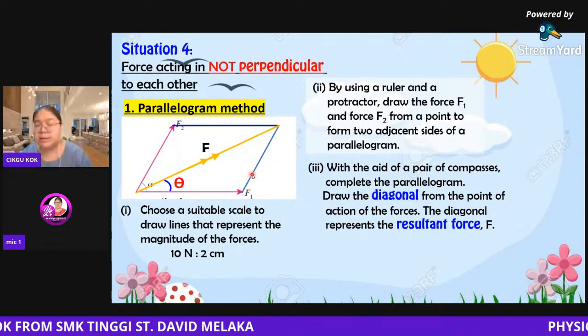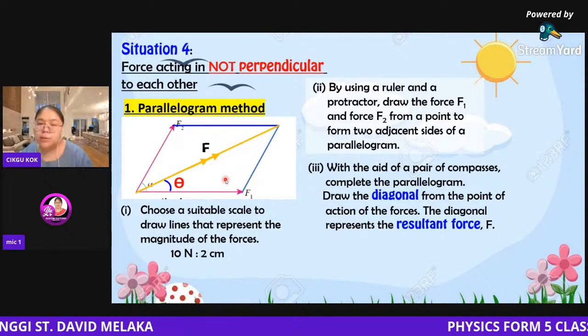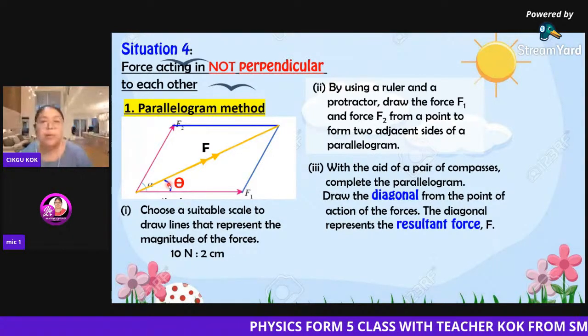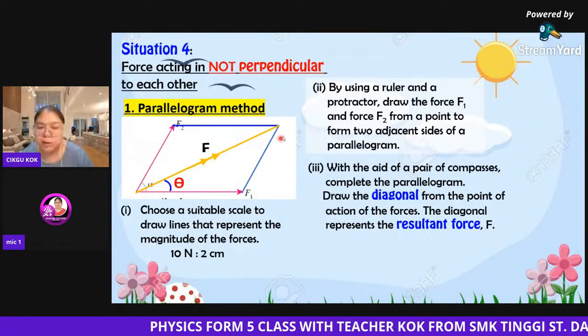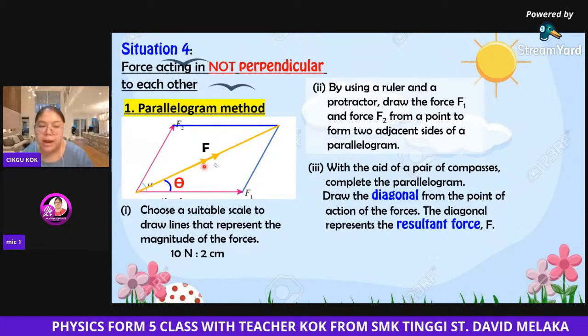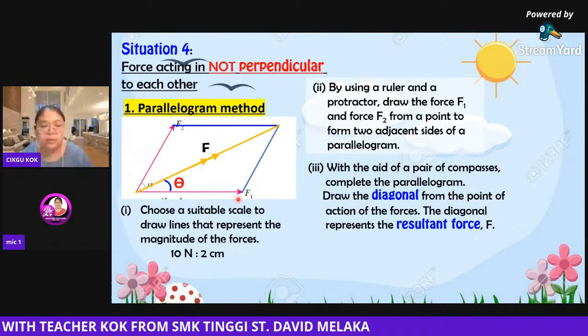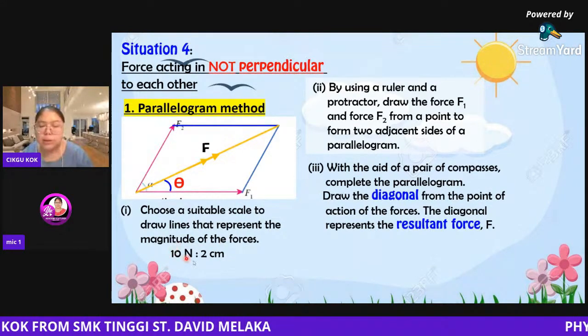Okay, this one is a drawing, so we don't have any calculation to find the angle and also the line. What you need to do is measure. Use a ruler to measure how long this diagonal line is. After you measure, you need to multiply with your scale.